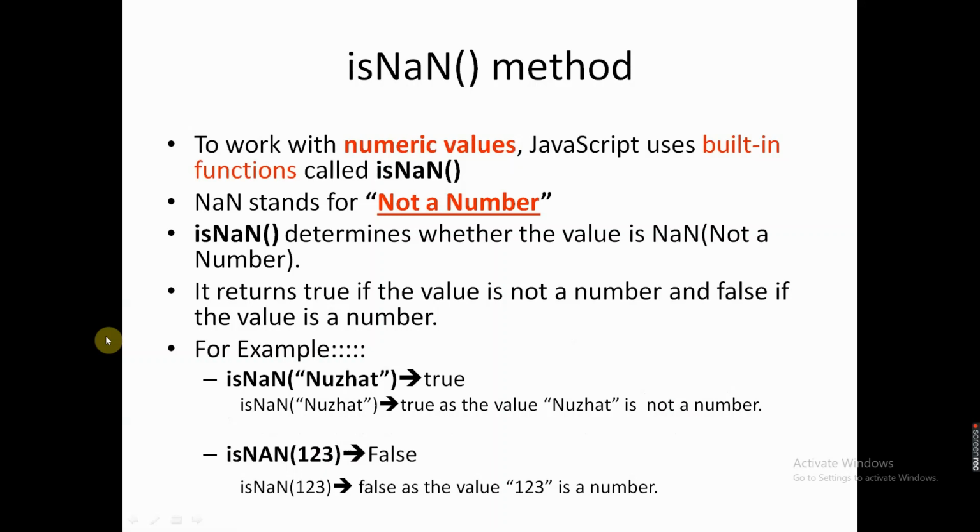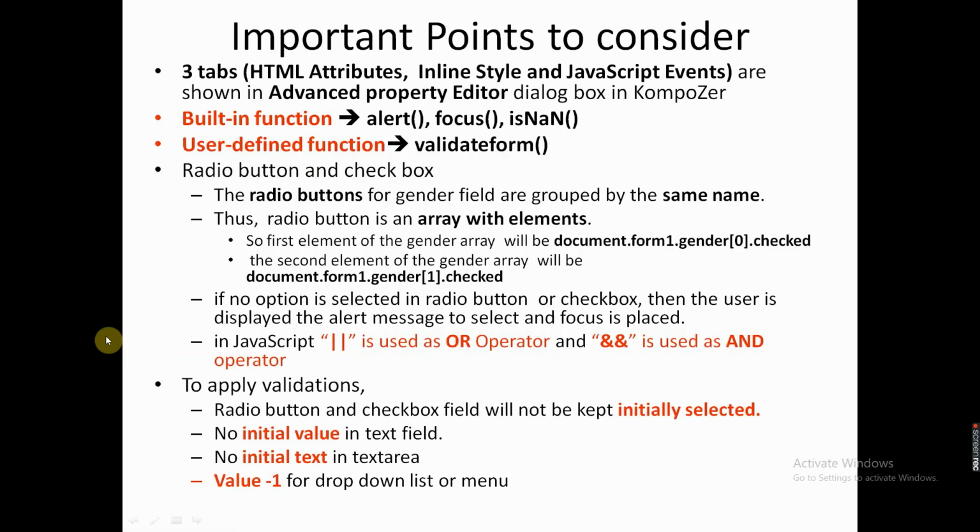When you want to work with numeric data, JavaScript uses built-in functions. We have seen three built-in functions: alert, isNaN, and focus. NaN stands for not a number. It will determine whether the value is a number or not. If I am writing isNaN user, yes, it is not a number, so it will return true only. So whenever any text is there, it will return true. And if it contains numbers like 1, 2, 3, it will return false, because we are checking it is not a number, that is false only. So important point to consider here.